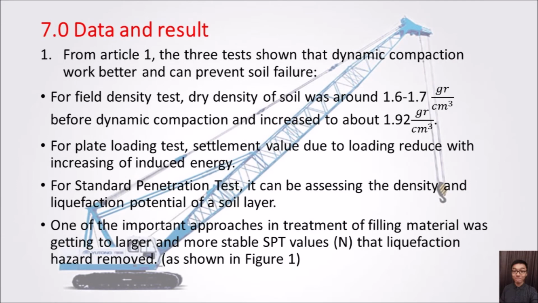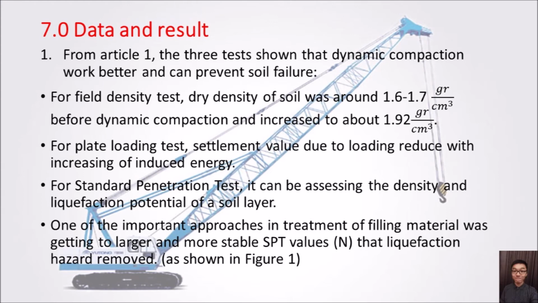For the data and results, in Article 1, there are 3 tests showing that dynamic compaction works better and can prevent soil failure. First one is the field density test, the dry density test. The dry density of soil was around 1.6 to 1.7 gram per cm cube before dynamic compaction and increased to about 1.92 gram per cm cube. For the plate loading test, settlement value due to loading reduced with increasing induced energy.